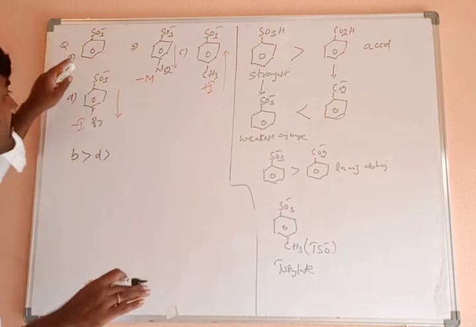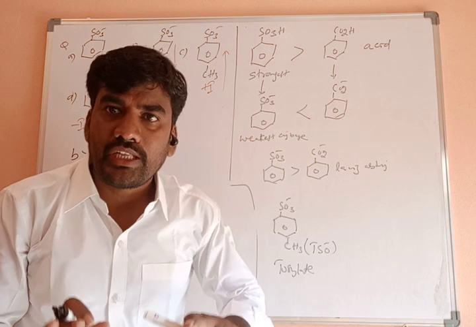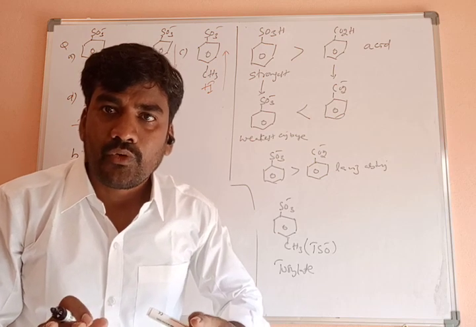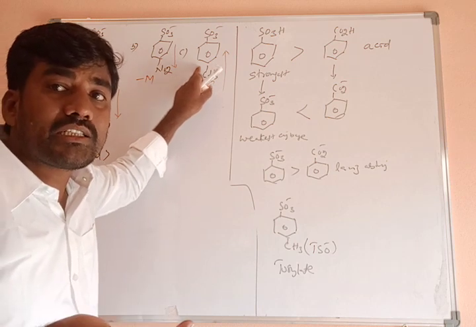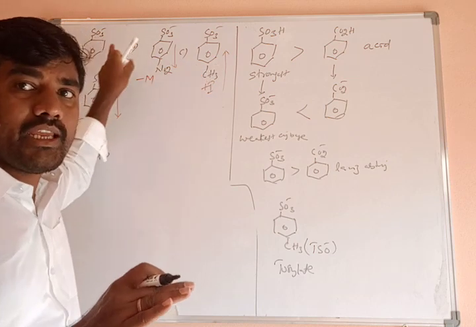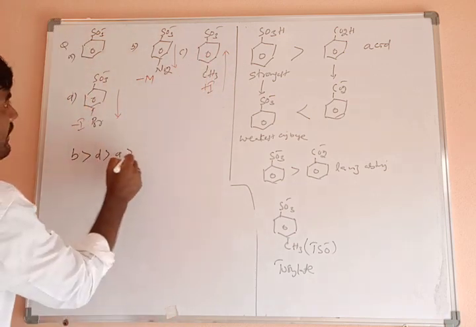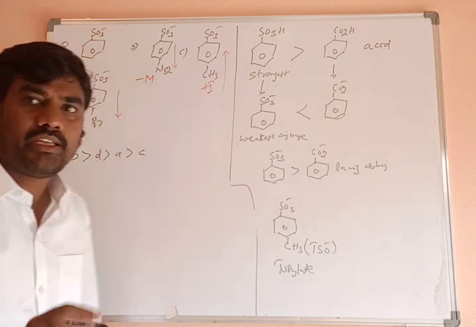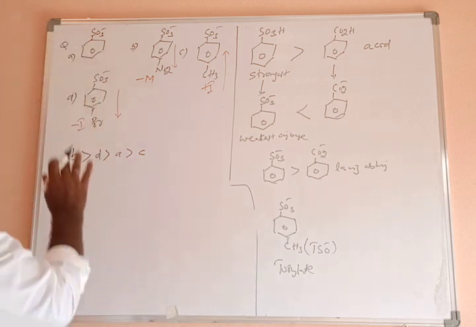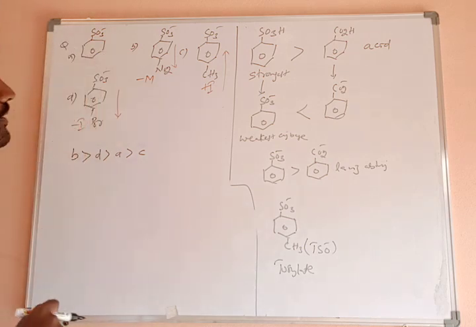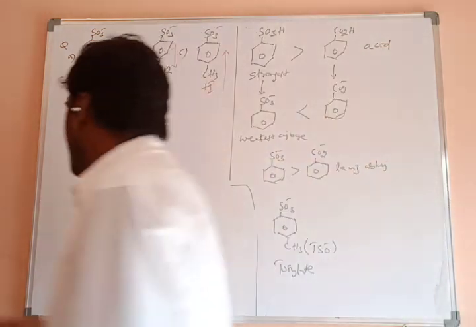When compared to compound A, where no group is attached, there is no increasing or decreasing of negative charge on the anion. Here in C the negative charge increases, so stability decreases, instability increases, and leaving ability decreases. Compared to A, it is a poor leaving group. So A is greater than C. Clear? Understand, all of you? This is the leaving group ability of benzene sulfonic acid derivatives. Okay, next example.